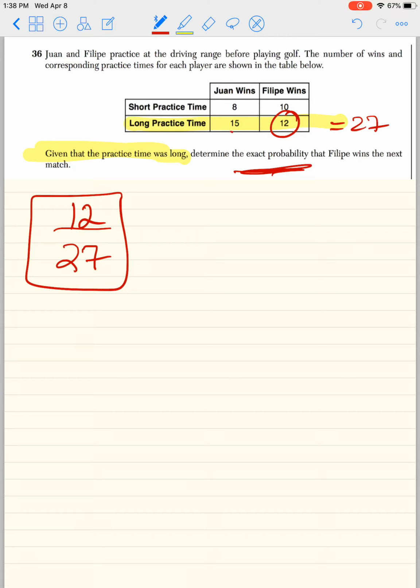So remember, once you highlight it or you underline it or you box it in, you have to pick one of them. And just for the notation, Felipe wins given it was long. And that's how you do that one. Let's see.